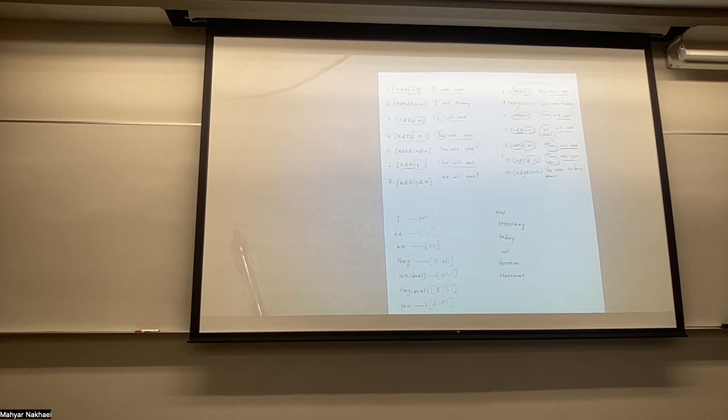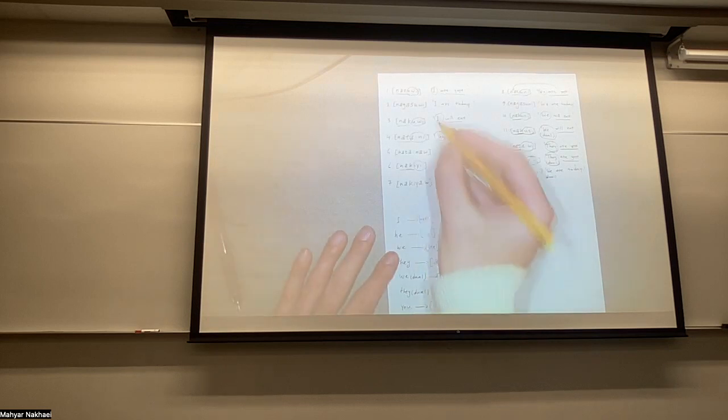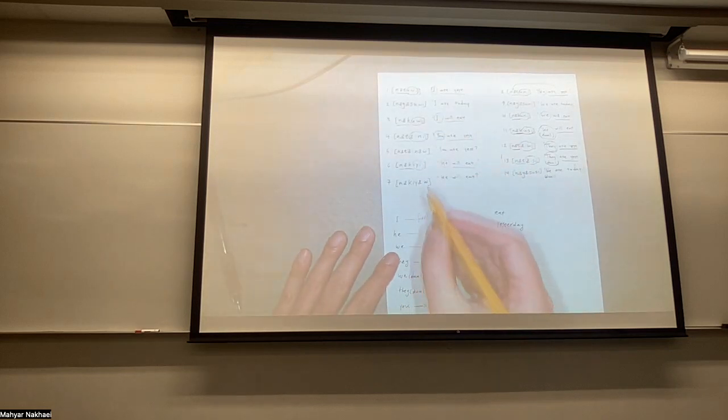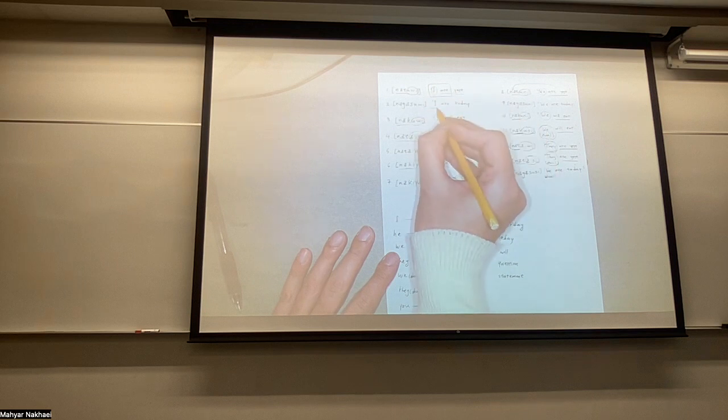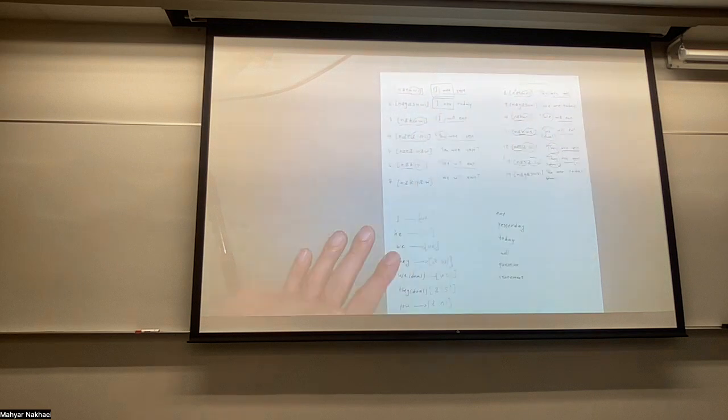Now let's say, for example, let's compare number 1 and 2. So in number 1 and 2, ate is similar. So let's find similarity here.